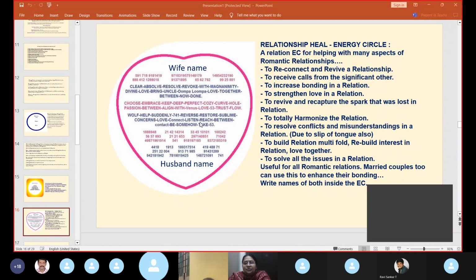So this is how you can use the EC in different forms. And here you can see that this EC has been made in the form of a heart. Why? Because we were doing relationship healings. We were trying to invoke or revoke the love between the couple. So we decided to use the form of a heart, right? But later as we go forward, you will come to know that pointed ends are not allowed because it makes the focus go to that specific corner.